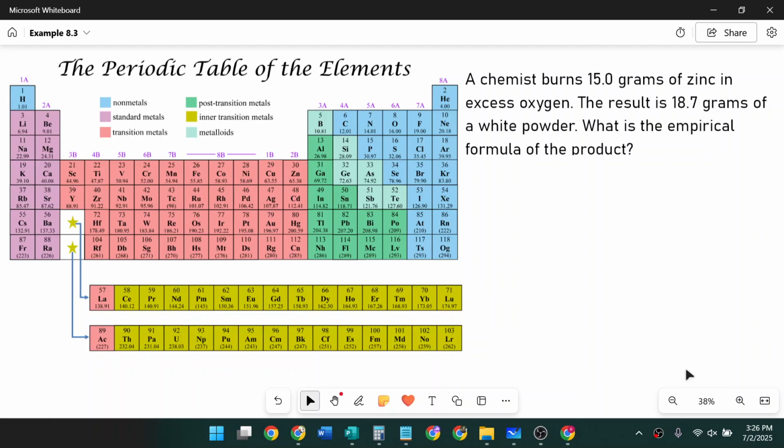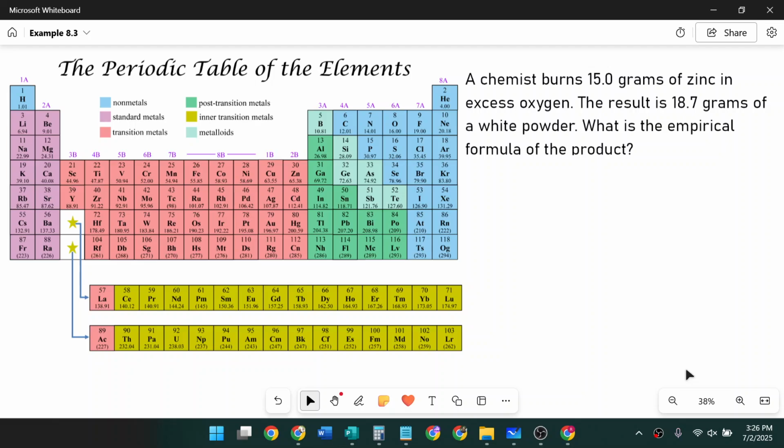This is example 8.3 in Discovering Design with Chemistry. A chemist burns 15 grams of zinc in excess oxygen. In other words, we have zinc plus oxygen happening and there's plenty of oxygen, so we're going to use up all the zinc. The result is 18.7 grams of a white powder. What is the empirical formula of the product?